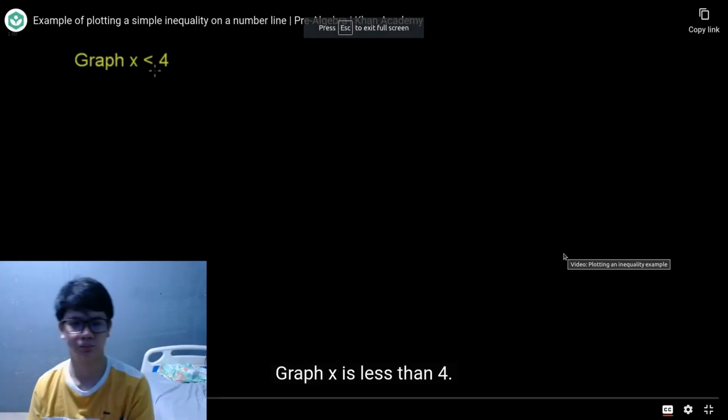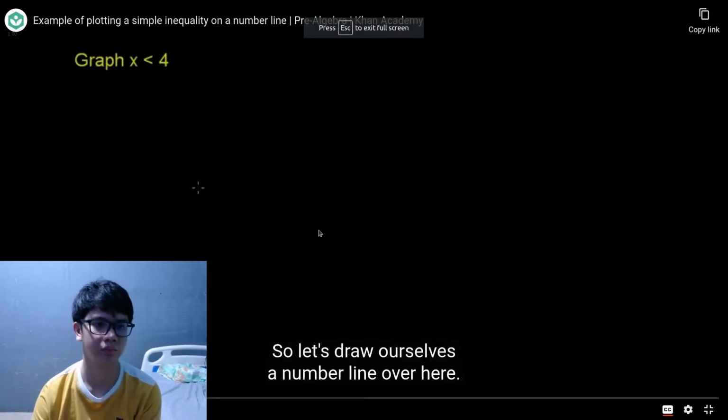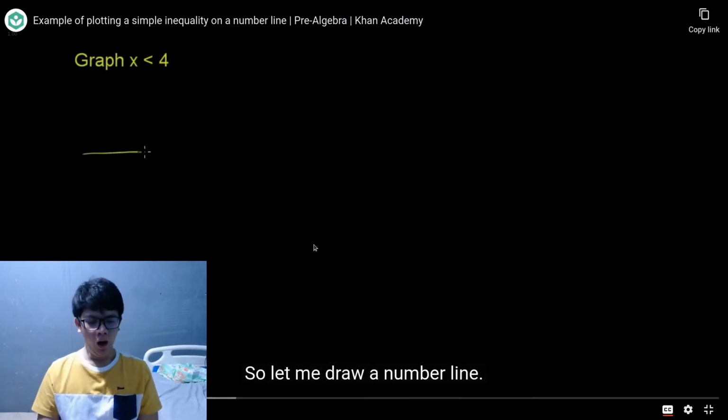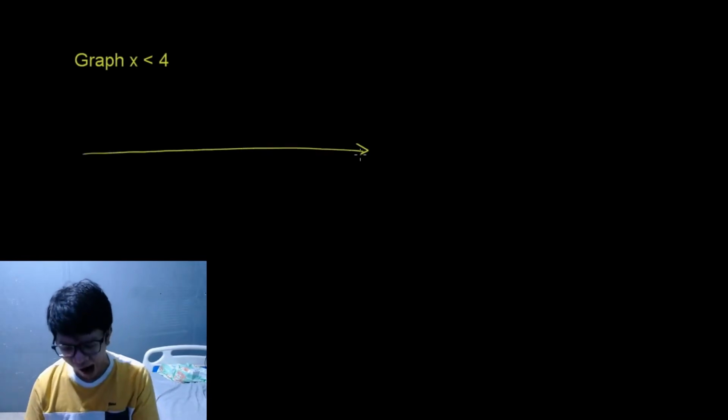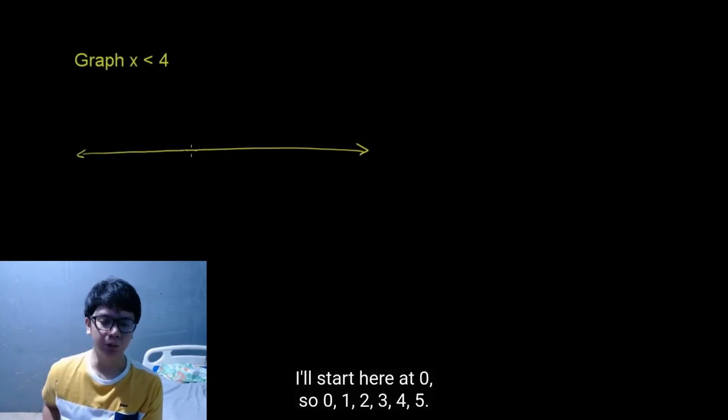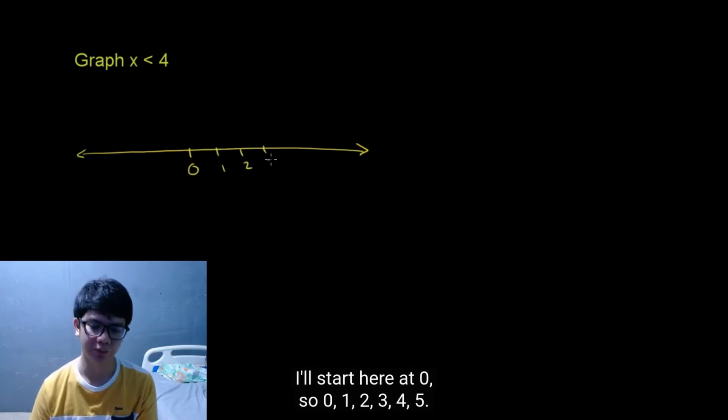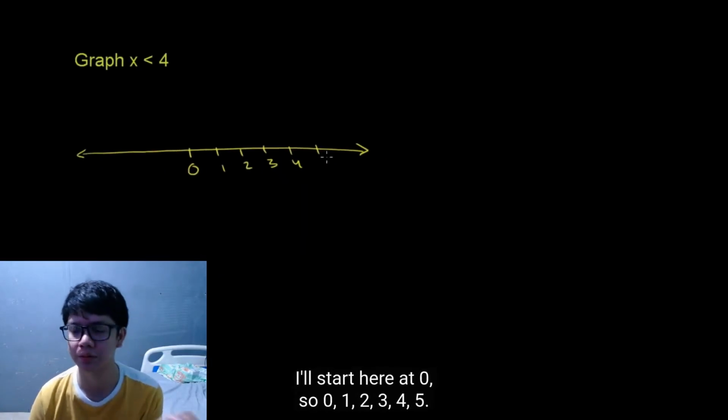Graph x is less than 4. So let's draw ourselves a number line over here. Let me draw a number line. I'll start here at 0. So 0, 1, 2, 3, 4, 5.